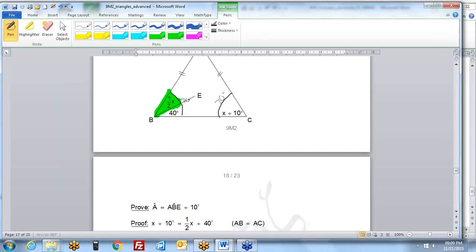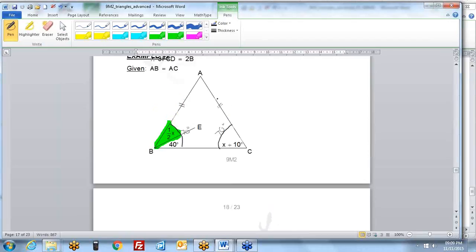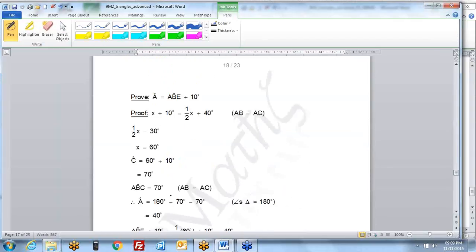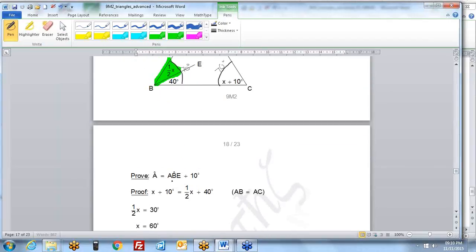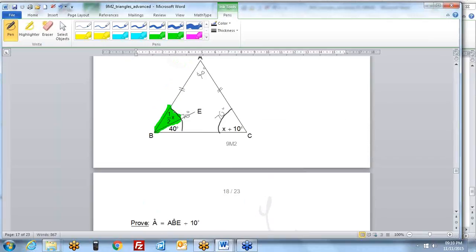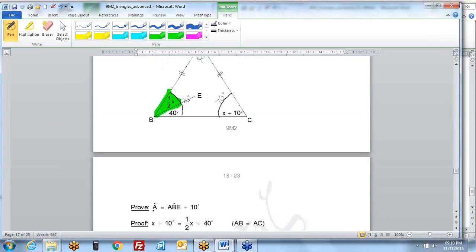So this angle over here, this whole one over here, should also be 70. So 70 plus 70 gives you 140. So in other words, if we subtract that from 180, we will get angle A, which will be 40 degrees, because the angles of a triangle adds up to 180 degrees. That's what you see over there. And they ask you to prove that angle A is equal to angle ABE. And remember, the value for x equals 60.